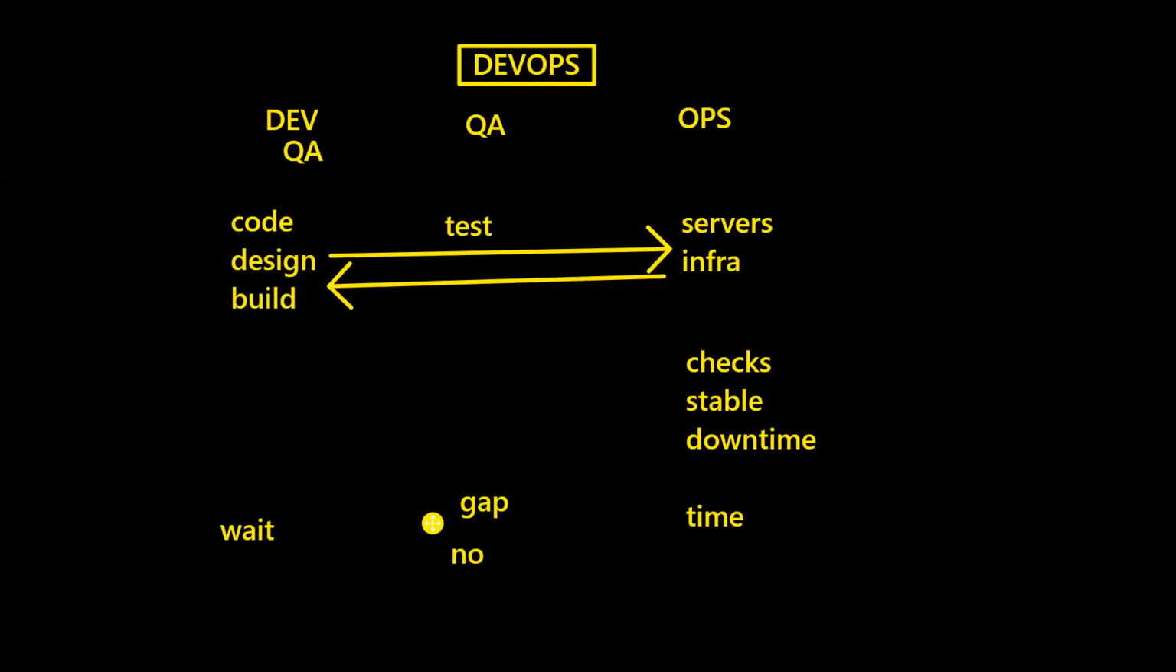If the gap is overcome, if the developers' requirement is understood by the ops teams, the requirements can be met very quickly, deployments can become faster, the work can become faster, but there is a gap between them. How to overcome this gap between the teams? Is there any way to overcome this gap between the teams?